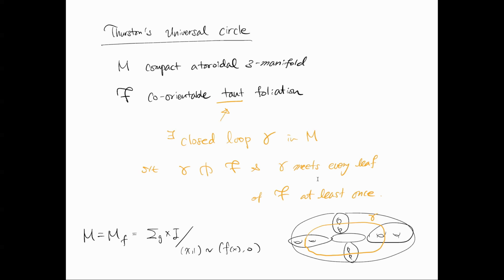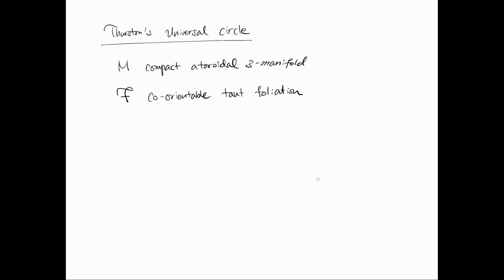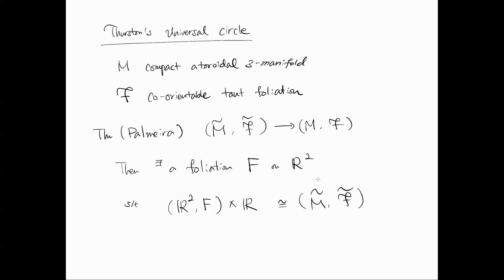All right, so that's the setup. To state Thurston's theorem, we need two general theorems about foliations. One is Palmeira's theorem. If you have a three-manifold M with a co-orientable taut foliation F, and M tilde is the universal cover of M, and F tilde is the pullback of F, the foliation that covers F via the covering map.